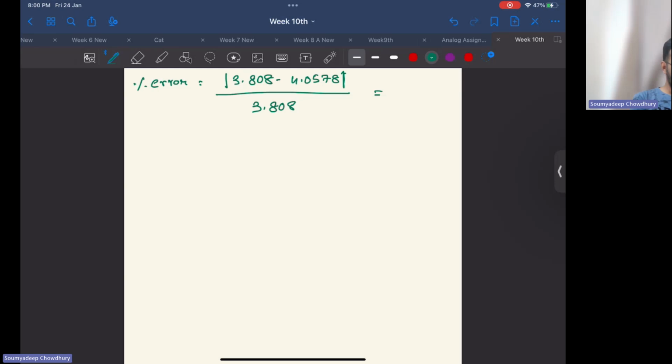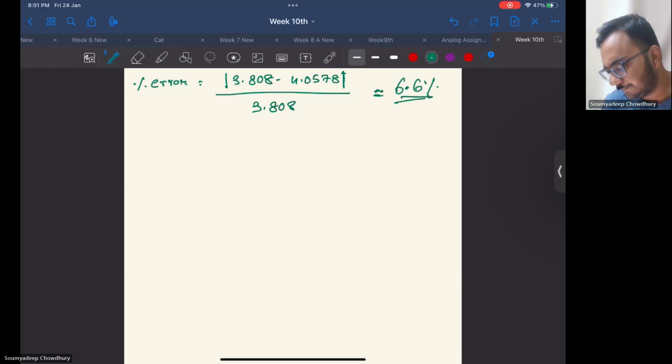Is (3.8 minus 4.0578) divided by 3.8, around 6.6% error. 6.6% error. I hope it is clear to you now. This is the percentage error.